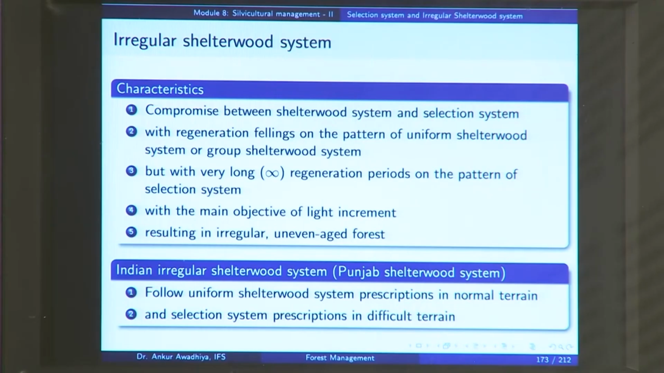So, you will get an ND curve that is showing an uneven aged forest because of certain areas that you are managing with selection system, but it will also be irregular because there are also certain areas in which you are going with a Shelterwood system.